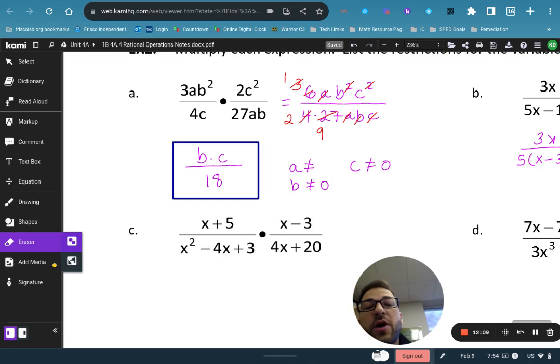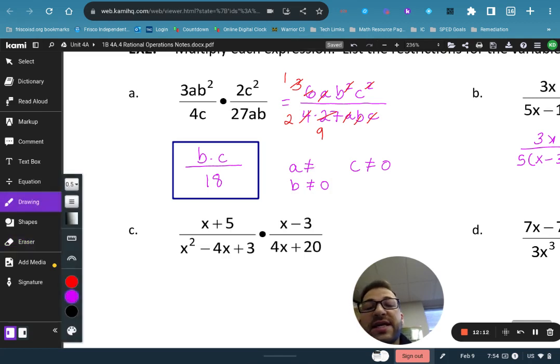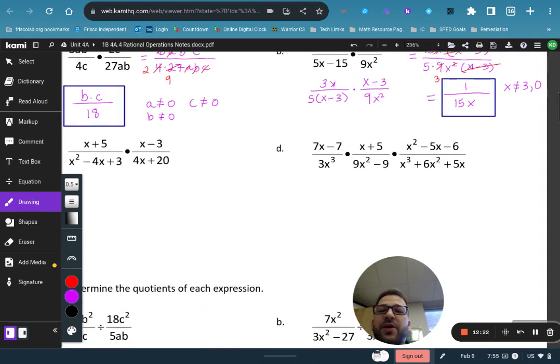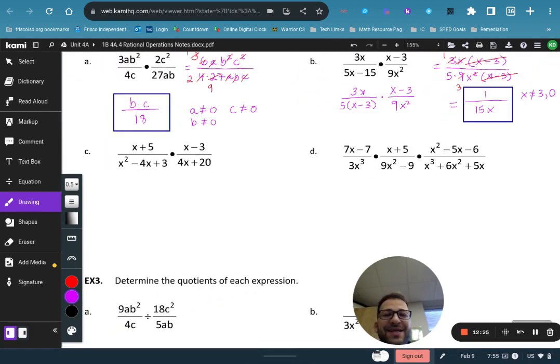All right, y'all, I'm going to go ahead and let you try C and D on your own. The only thing to look out for in D is that there are two of them, so simplify it all, multiply all together, and then see what all cancels. You'll still have one single fraction when you're done. So go ahead and pause the video and try C and D on your own.